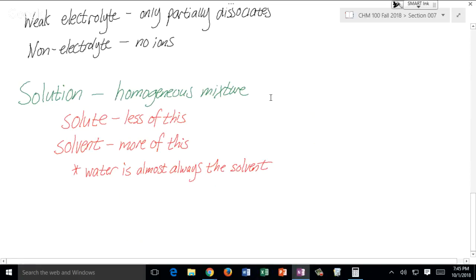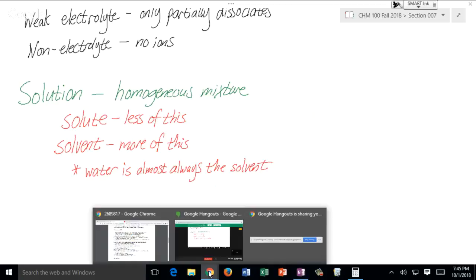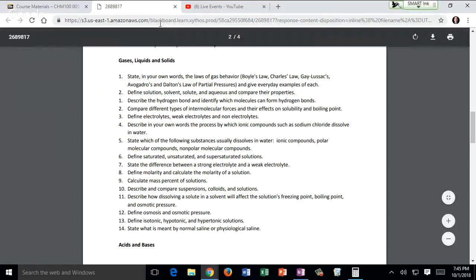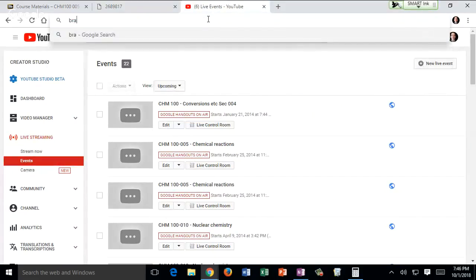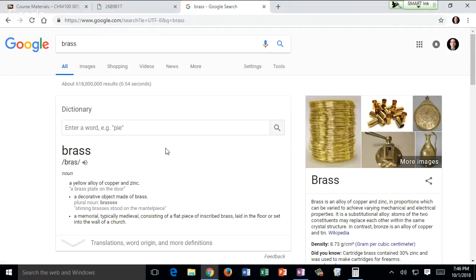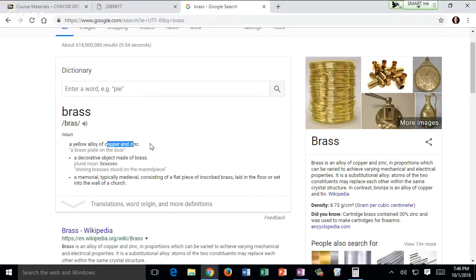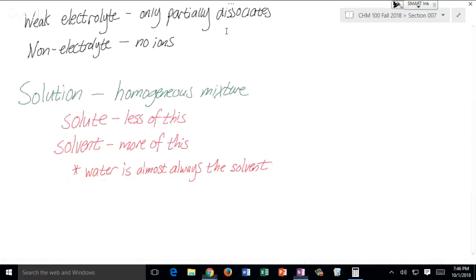You can actually dissolve solids in each other too. Something like brass is actually a solution of, I believe, copper and silver. I think that's true. That might not be true. Let's look that up. Might be something else in there. Copper and zinc, sorry. So we usually call those alloys when they're solids, but it's really a type of solution also.